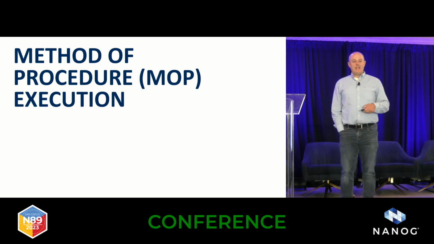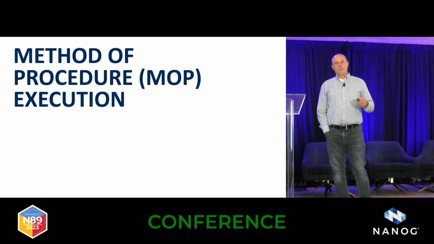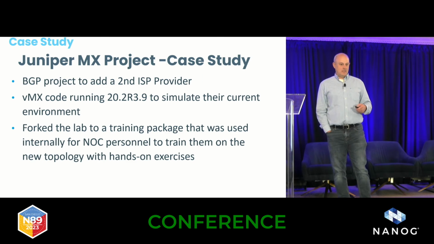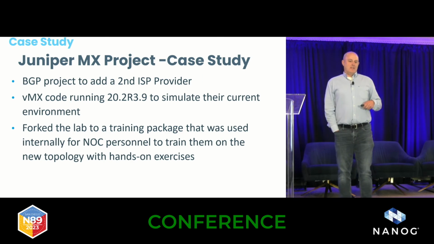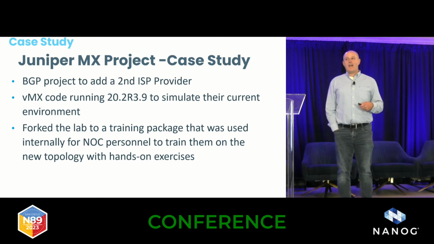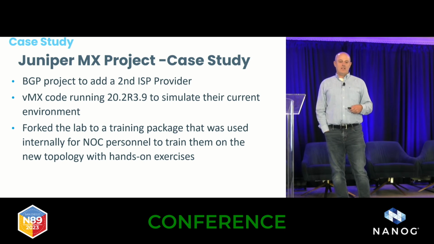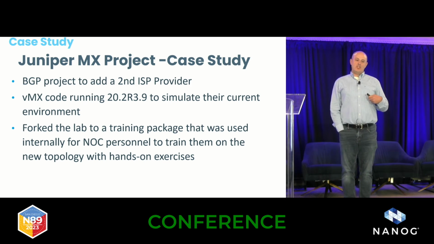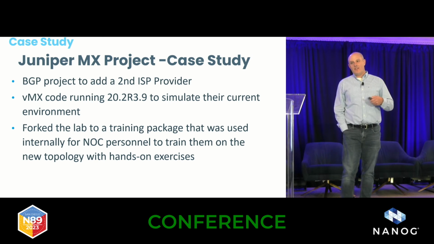The second one is utilizing this tool to develop better MOPs for migration windows. In this case study, we had a customer that had engaged us to add a second ISP to their network. They were running Juniper routers that were running a specific version of code. We built a simulated environment that looked like their network.